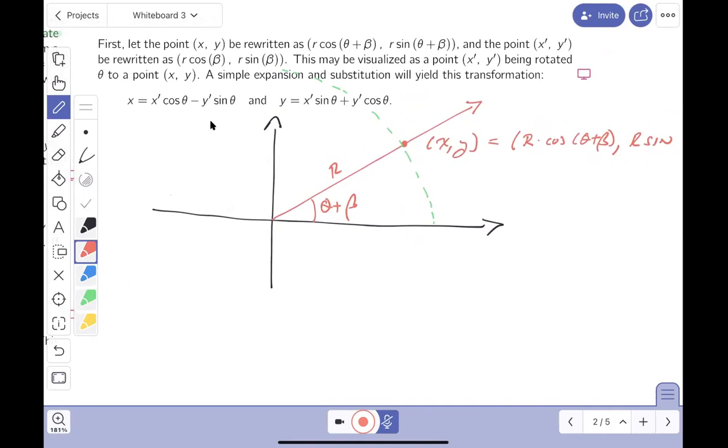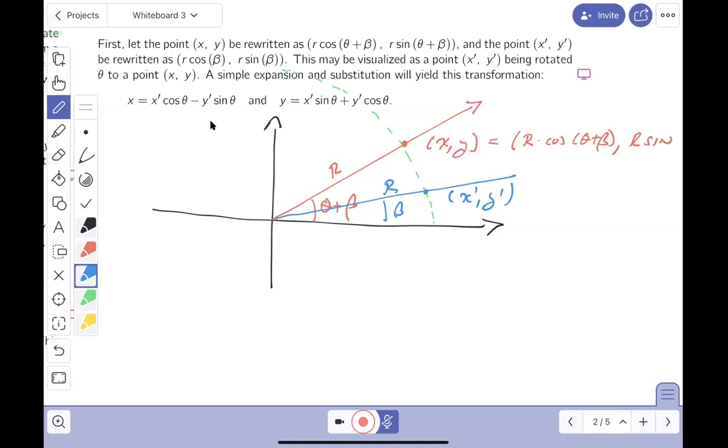And then they say, and a point x prime, y prime to be written as, oh, gee, that's beta. Let me put this down over here. And this is the angle beta. All right. And they're calling this point over here x prime, y prime. There's still an R for this thing over here. And the R's are going to be the same. It's on the same circle. We're rotating. That's all we're doing.